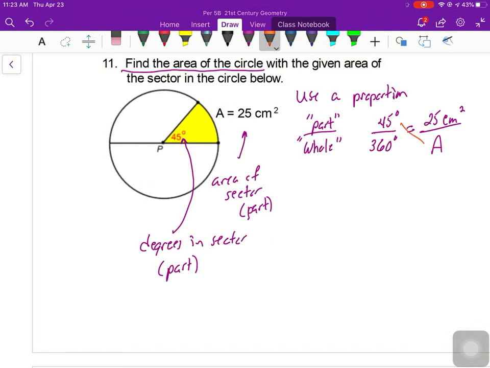And that setup is pretty routine. When we cross multiply, we get 45A equals 360 times 25 gives us 9,000. We divide by 45 on both sides, we get 200, and the label would be centimeters squared. These proportion problems should not be that difficult at all for you.